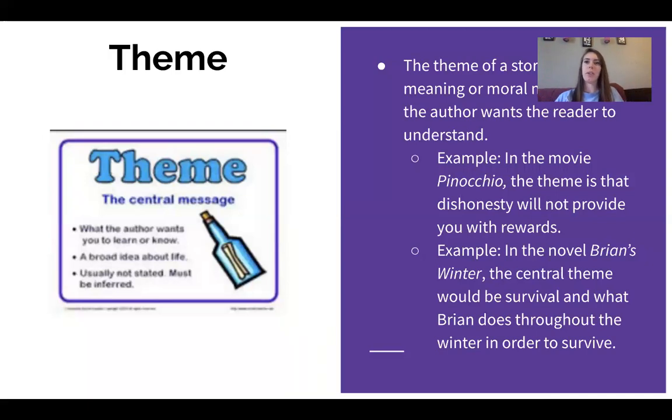Another definition with some examples: it's usually that moral message, something that pertains to our life. What can we get out of this? For example, in the movie Pinocchio, the theme is that dishonesty will not provide you with rewards, right? We know that Pinocchio consistently lies, and things tend to get worse for him because of that. Another example, in the novel Brian's Winter, the central theme would be survival and what Brian does throughout the winter in order to survive. So the theme is different in every story that you read or write.